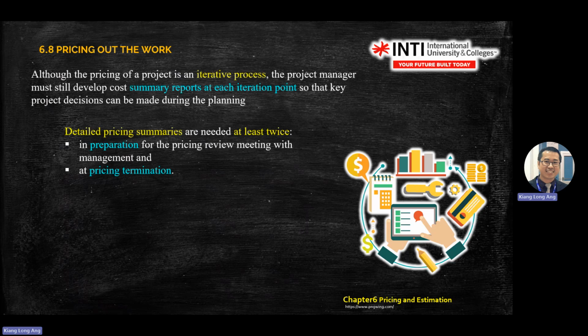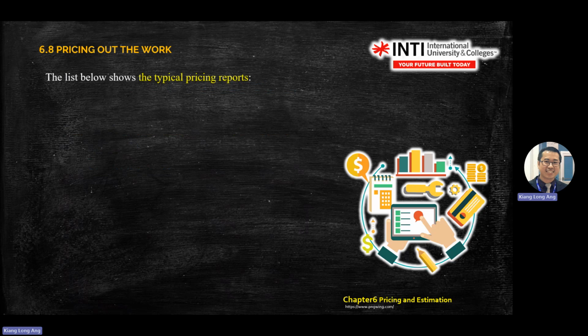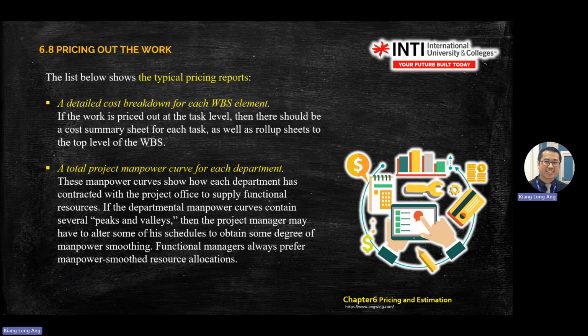Detailed pricing summarizes at least 2 stages. One is preparation during the meeting with the management, and the other is pricing termination. Pricing termination means you close the project, right? So these are the list of typical pricing reports. This one you also read.